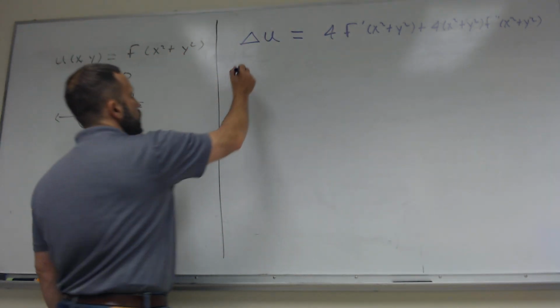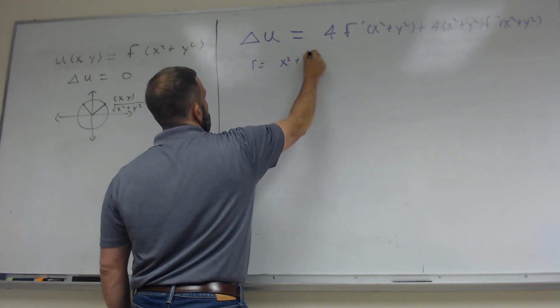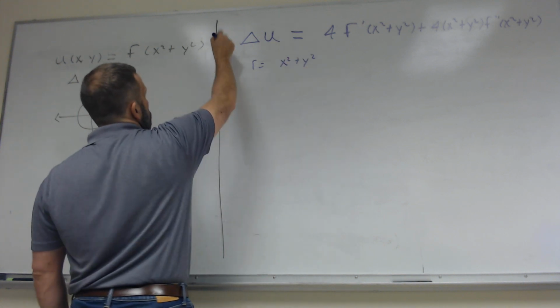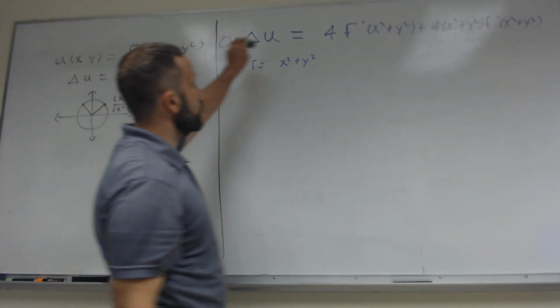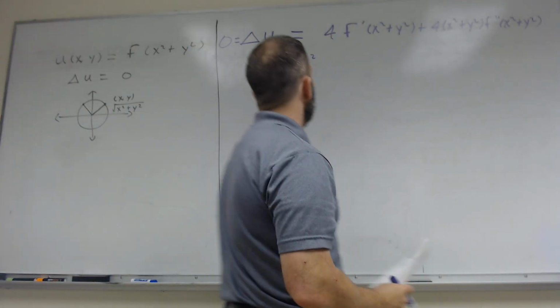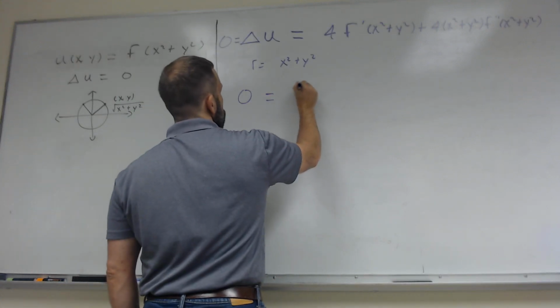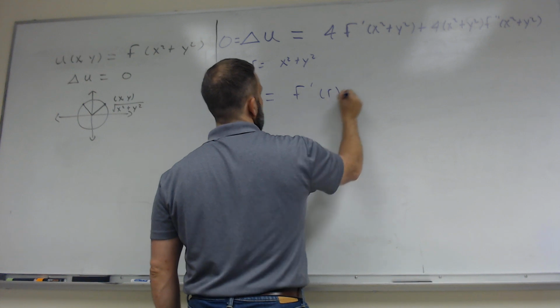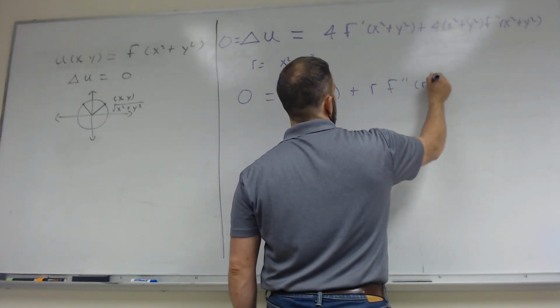Okay, and I'm going to let r equal x squared plus y squared. And if I want the Laplacian of u to be equal to 0, I have that. So I have 0 over here. Both of these terms have a 4, so I'm going to divide by the 4. And I get 0 is equal to f prime of r plus r f double prime of r.